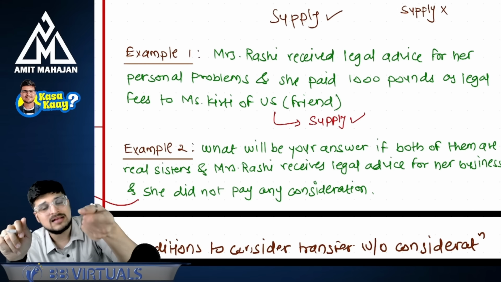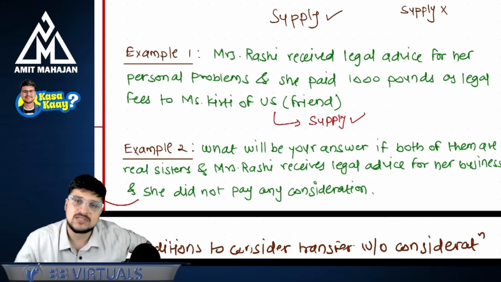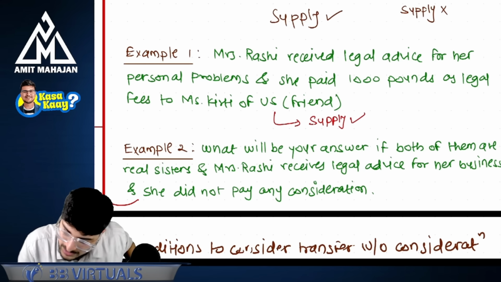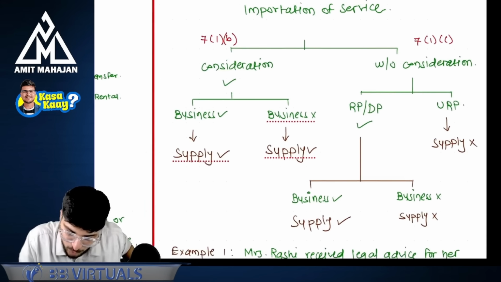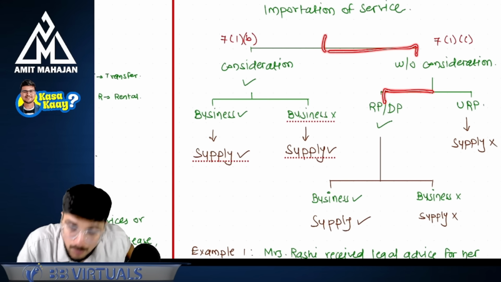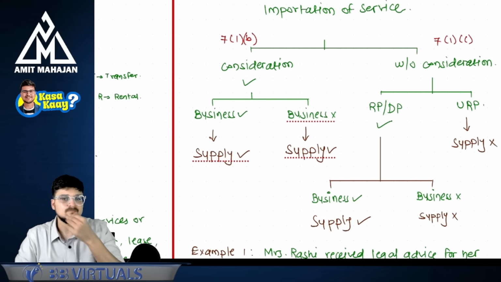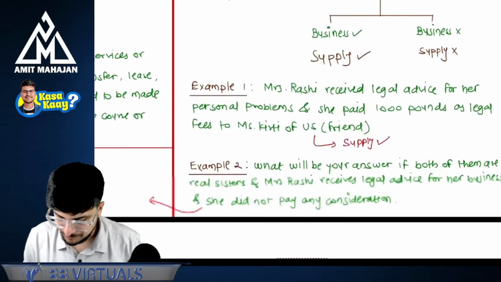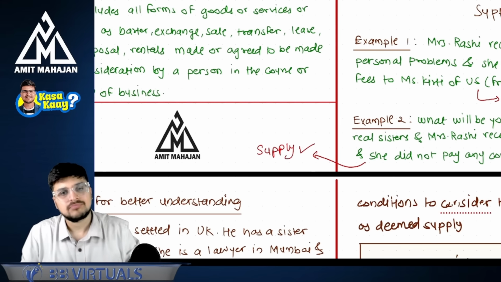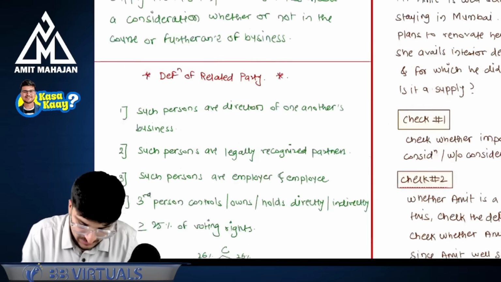Now we will see whether Rashi has imported that service for business purpose or not. So both are sisters and Mrs. Rashi receives legal advice for her business purpose. It is flowing like this: without consideration, from a related party, for her business. It will be considered as supply. Perfect. Now, what is the legal provision? You can see the legal provision here.